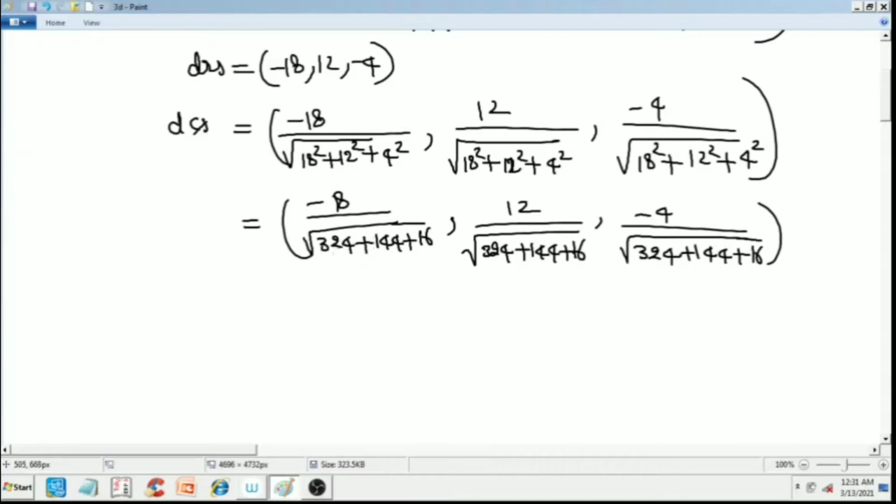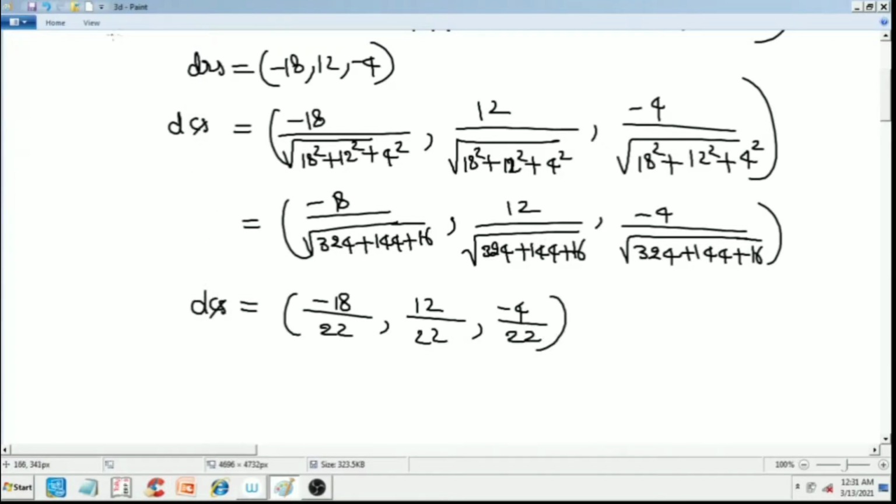So the result will be: 324 plus 144 plus 16 is 484. Root over 484 is 22. So minus 18 by 22, comma, 12 by 22, comma, minus 4 by 22. That's all. These are the DCs.